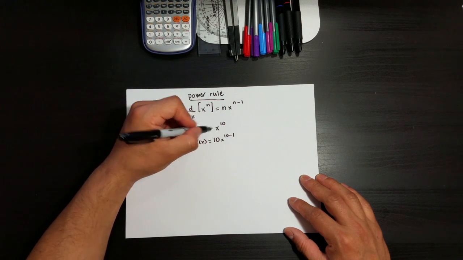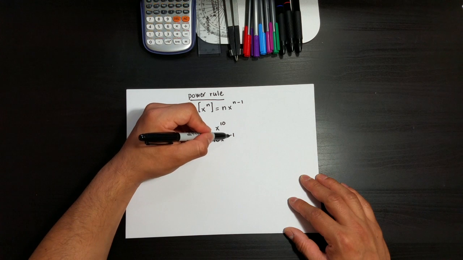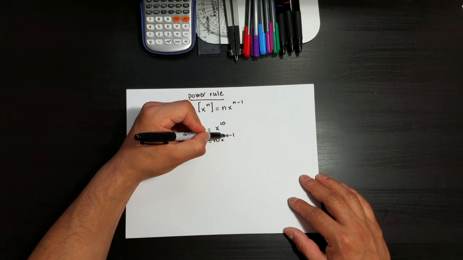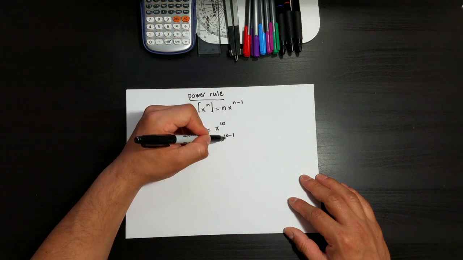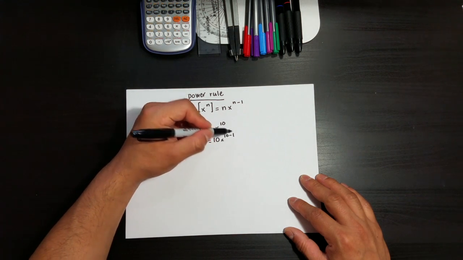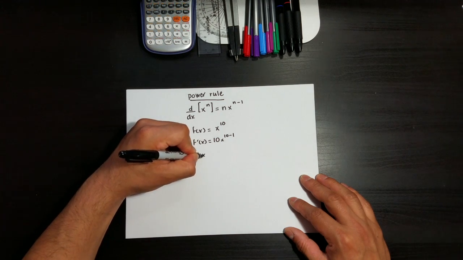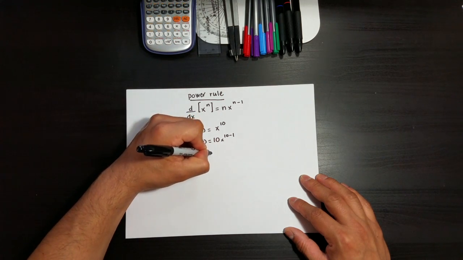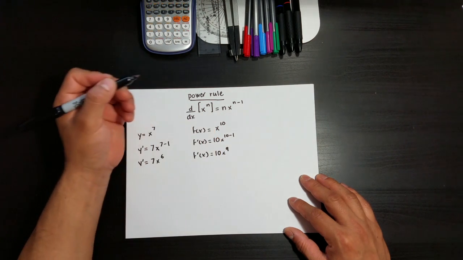Okay, so the first thing you have to do is move n in front of x, and then take 1 away from n. In this case, our n is 10. So then you have 10x raised to the 10th power minus 1. And when you simplify it, you will get the derivative of f of x equals 10x raised to the 9th power.